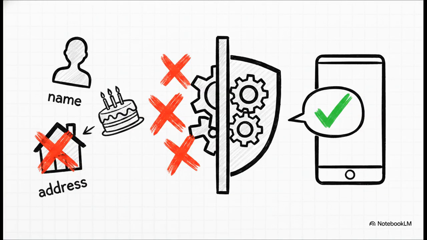And this is the magic right here. It's all about something called data minimization. The app gets the only thing it actually needs: proof that you meet the age requirement, and absolutely nothing more. It never sees your name, it never sees your birthday, it for sure never sees your address. None of that sensitive stuff ever gets shared.